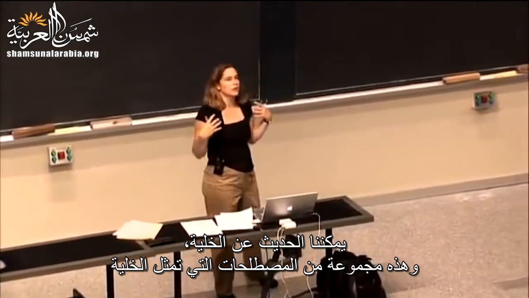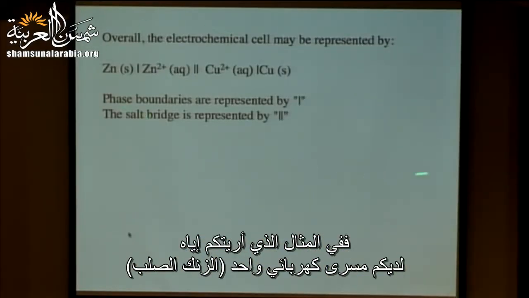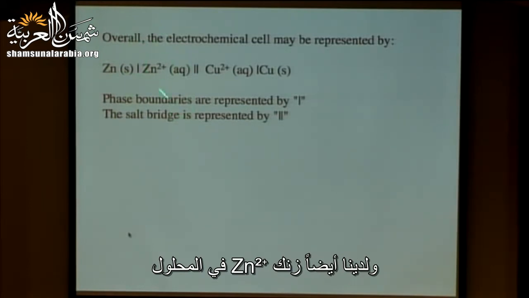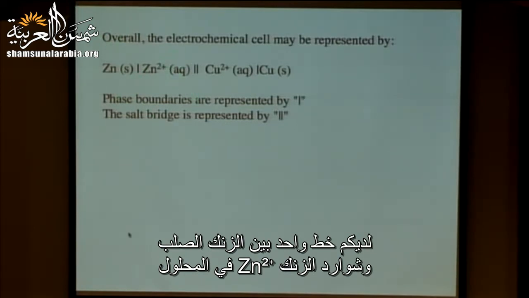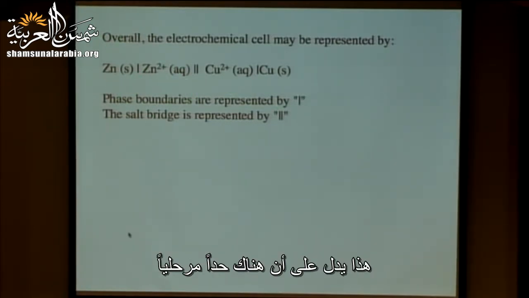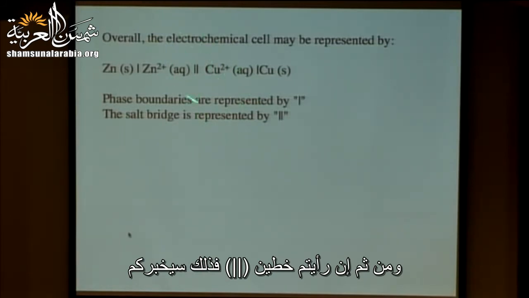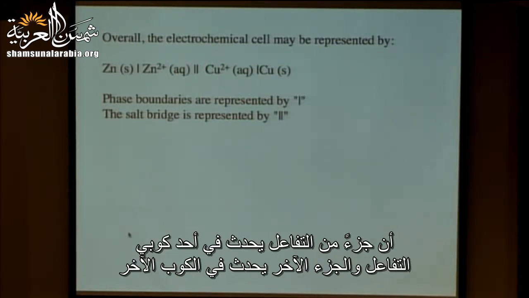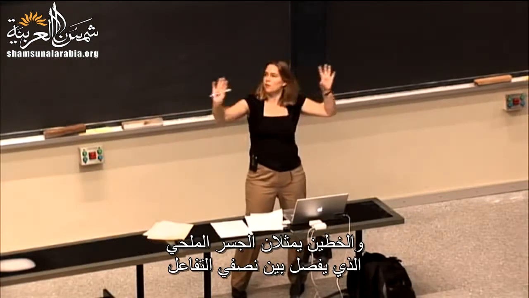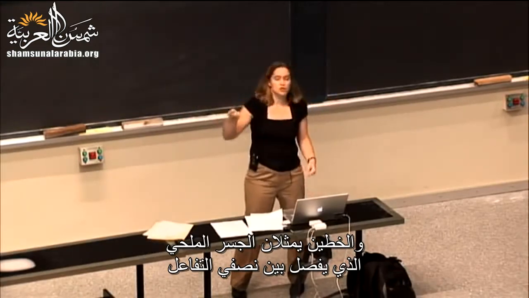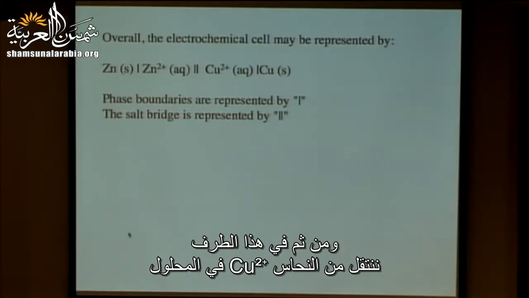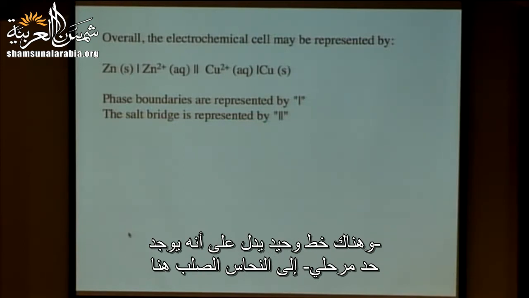So we could talk about the cell. Here's some nomenclature that represents the cell. The one that I just showed you, you have one electrode, zinc solid, and we also have zinc plus 2 in solution. You have a single line between the solid and the zinc plus 2 ions in solution. That indicates there's a phase boundary, so you're changing phase from solid to aqueous. Then if you see two little lines, that tells you one part of the reaction is in one beaker, the other part is in the other beaker. That represents the salt bridge, which separates out the two half reactions. And then on this side, we're going from copper 2 in solution, single line, which indicates the phase boundary, to a copper solid over here.